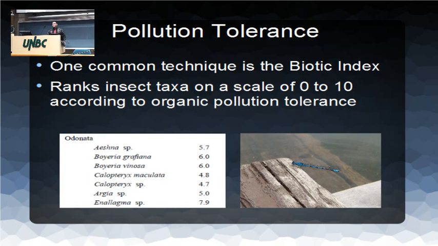So pollution tolerance varies greatly between species, and one common technique that ecologists use is the biotic index. It basically ranks a bunch of different insect taxa on a scale of 0 to 10 according to their organic pollution tolerance. You can see an example I threw up here. Odonata is the order of dragonflies and damselflies. There's a nice little blue damselfly that I managed to snap a picture of. Enallagma, and you can actually see they have quite a high pollution tolerance, 7.9 out of 10.